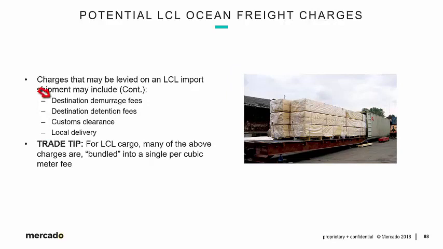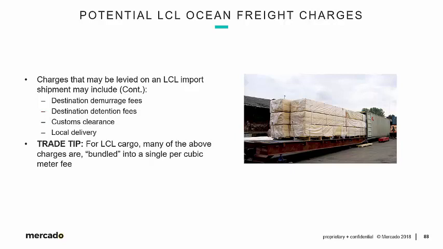Destination demurrage and destination detention fees. We talked about demurrage and detention. It applies to both FCL and LCL containers. But demurrage are late fees when a container isn't picked up in a timely fashion from a terminal. There could be destination detention fees too. We talked about this under FCL, where a container isn't returned in a timely fashion. A little more unusual, to be honest, in an LCL environment, because the consolidator or the deconsolidator in the United States is going to want to get that container back to the steamship line quickly. But it could happen. Naturally, customs clearance on a per ocean bill of lading basis, and then local delivery.